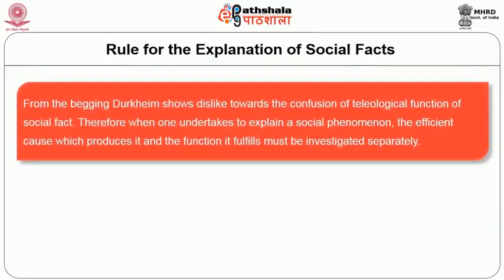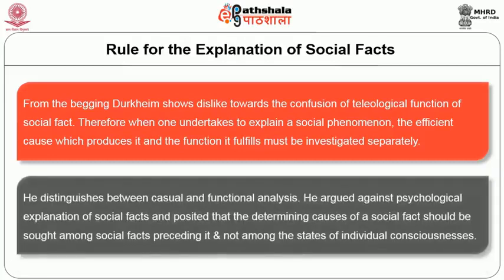From the beginning, Durkheim shows dislike towards the confusion of the teleological function of social facts. Therefore, when one undertakes to explain a social phenomenon, the efficient cause which produces it and the function it fulfills must be investigated separately. In other words, he distinguishes between causal and functional analysis. He argued against psychological explanation of social facts and posited that the determining causes of a social fact should be sought among social facts preceding it and not amongst the states of individual consciousness.